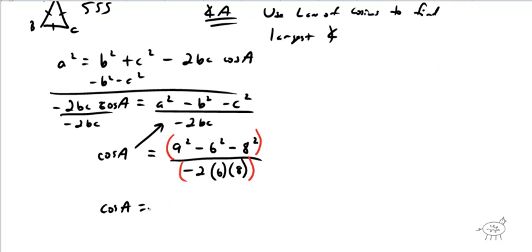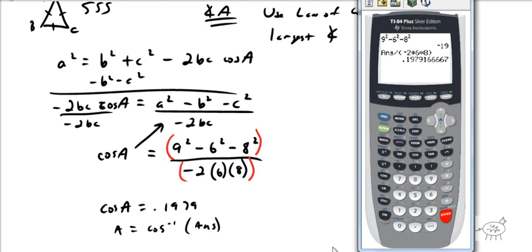Cosine of A equals 0.1979. That was a good year. All right, and then we do A is inverse cosine of that value. So I'm going to write here answer because we didn't clear our calculator. So it's second cosine, inverse cosine of second negative sine of answer, close parenthesis. And we get 78.58. I want you guys to convert it to degrees, minutes, and seconds.